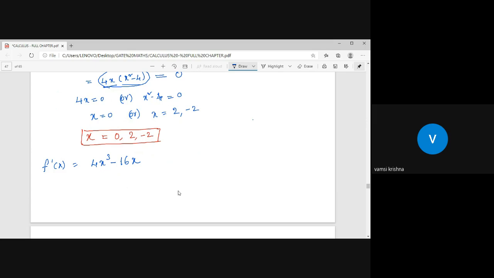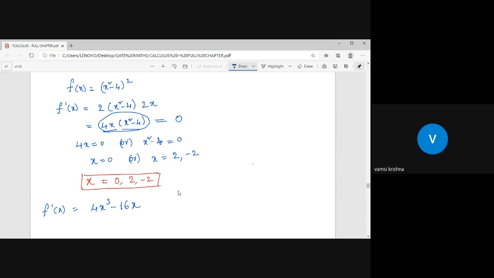Let me write here f double dash of x. I want to utilize this space. So f double dash of x is equal to x cube, differentiation is 3x square. 3 fours 12, 12x square it is. Minus 16x, differentiation is 16. Now I got the answer: 12x square minus 16.